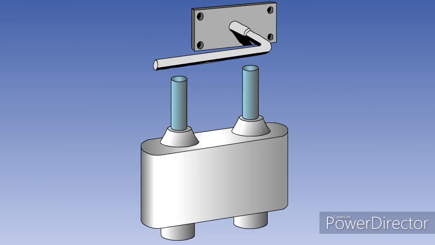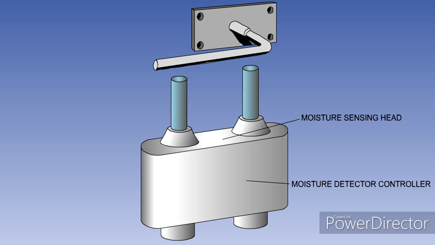Ice can only be formed when there is a combination of moisture and freezing temperatures. In the Sangamo Western ice detector, these 2 conditions are detected separately, and therefore icing conditions are detected rather than actual ice formation. This then is an inferential type of ice detector. The system comprises 3 main components: a moisture sensing head, a moisture detector controller, and a thermal switch.